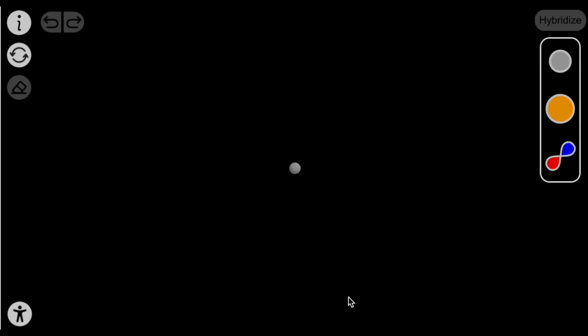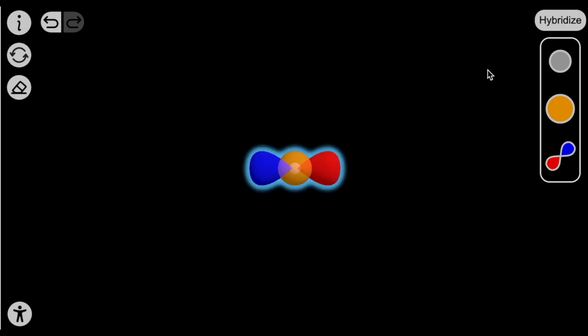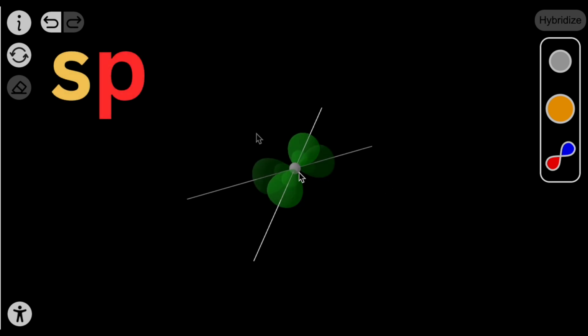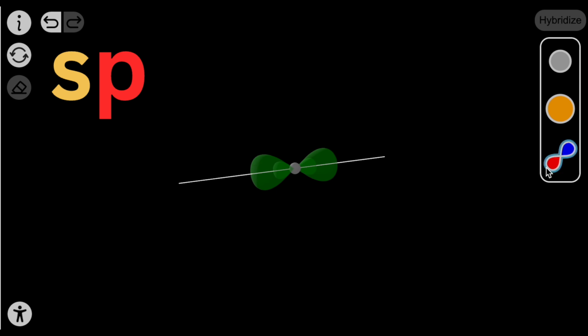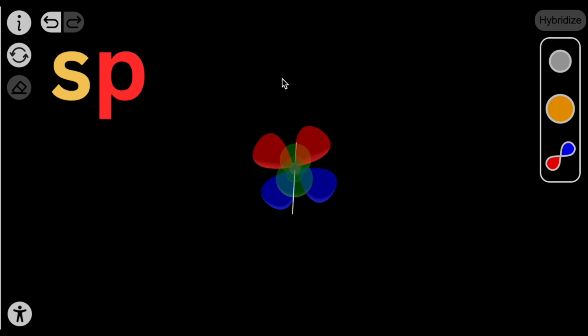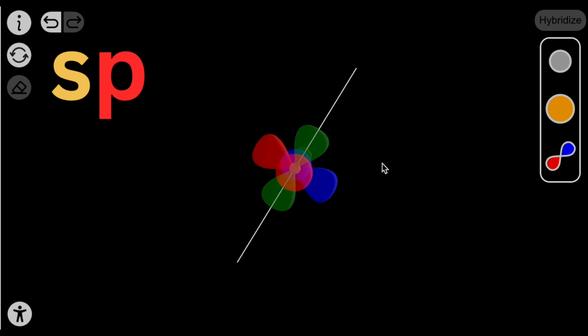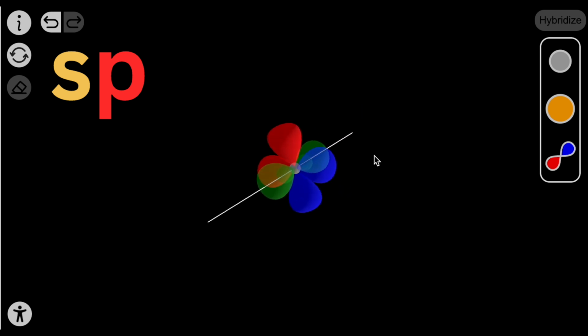Now let's see what happens when we have just sp hybridized. One s and one p. I'm going to go ahead and hybridize those. This is sp hybridized. You'll notice here it looks linear, but I'm not finished yet. I need to add the remaining 2 p orbitals. So I have all 3 of my p orbitals. One has been hybridized with the s orbital, and you can see there the remaining 2 p orbitals.